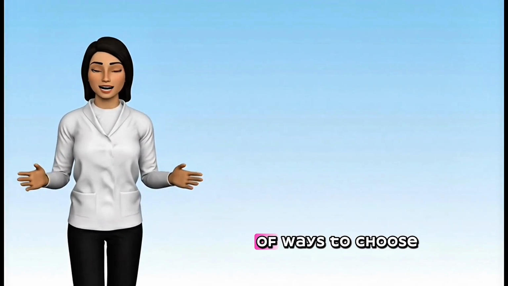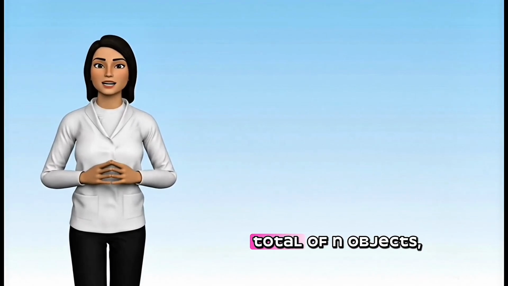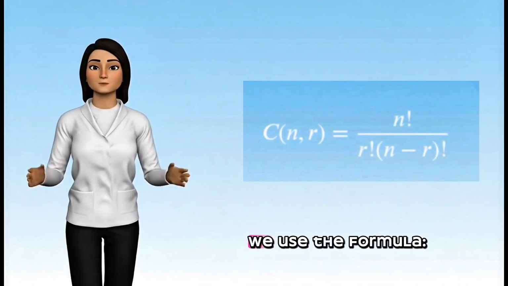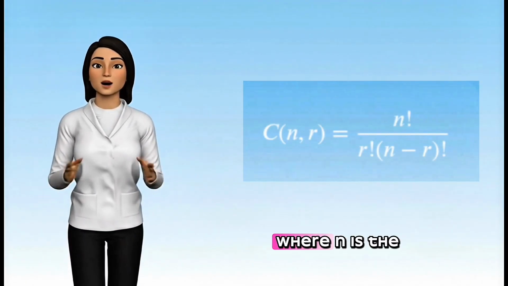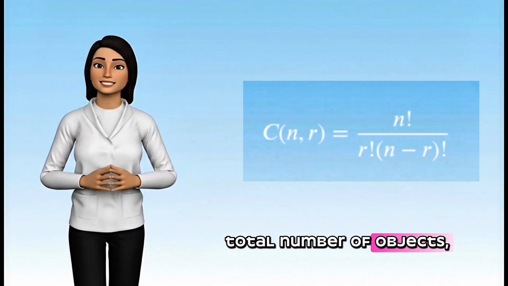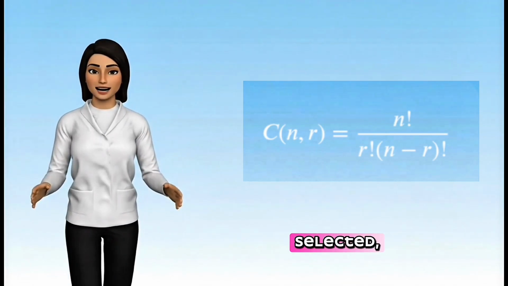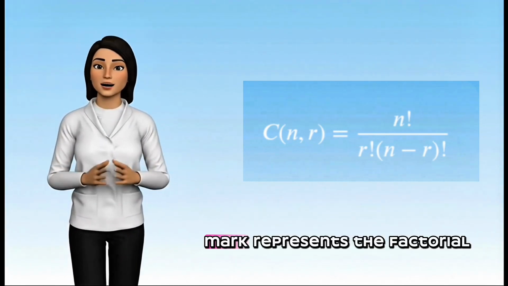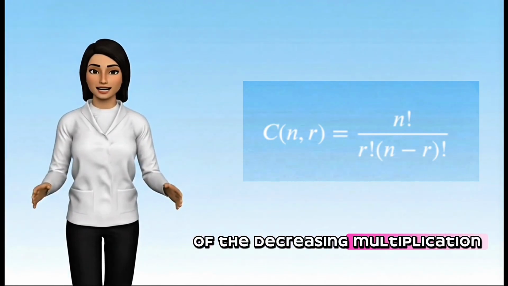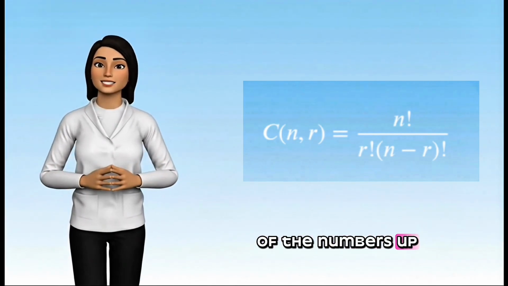To find the number of ways to choose r objects from a total of n objects, we use the formula, where n is the total number of objects, r is the number selected, and the exclamation mark represents the factorial of the decreasing multiplication of the numbers up to 1.